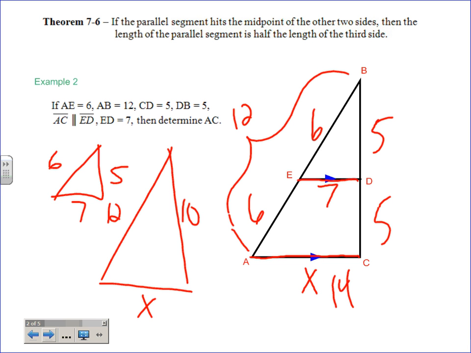Now, does this work on any problem? No, the lines have to be parallel, and they have to hit the midpoint of those sides. So would that have worked with the first example that we had? No, you couldn't have done that. Okay, so that's the only time I want you to look at the parallel lines. Okay. Any questions so far? Okay.